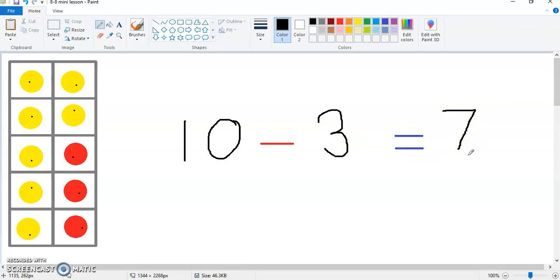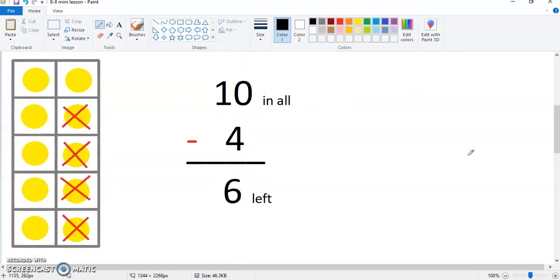Okay, friends. So your raccoon at the top of your page, he says, I use a 10 frame to take away 4 from 10. Okay, so we see that. So let's double check we understand. We know that in a 10 frame, if it's filled up, there are 10 in all. We take away 4. He did that already. And now there are 6 left over. Let's count them. 1, 2, 3, 4, 5, 6.